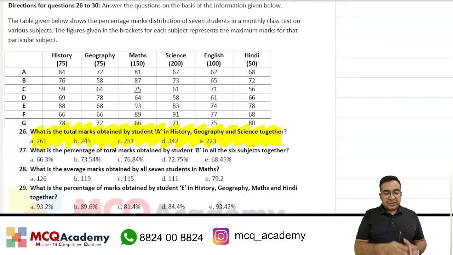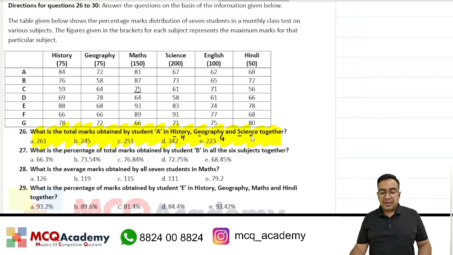History, geography और science के total marks आपको calculate करने के लिए for student A क्या करना होगा? अगर मैं fundamental method से जाता हूं तो I need to calculate the marks that he has got in these three subjects, that is history, geography and science. I'll add them up. Let's say मैं history के marks को represent करता हूं H से, geography के marks को G से, and science के marks को S से. So I would need to add these marks individually, that is H plus G plus S, which represent individually the marks that A has got in these three subjects.